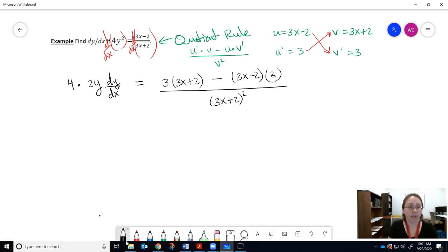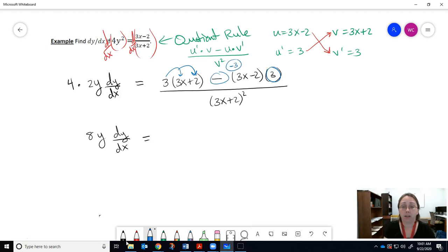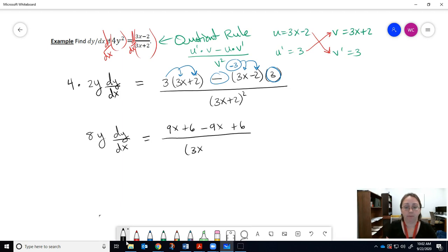All right, let's clean it up. So on the left, we have 8y dy/dx. On the right, we have a mess. We got a lot of work to do. Not that bad. Distribute your 3. Now be careful. The second one here, you have a negative and a 3. So really, you have a negative 3 that you're distributing. So distribute 3, so 9x plus 6 minus 9x plus 6 all over the bottom squared. We can cancel out the 9x's, and the 6's can add together.